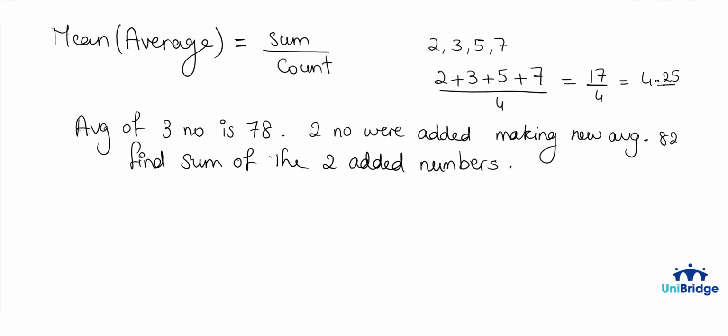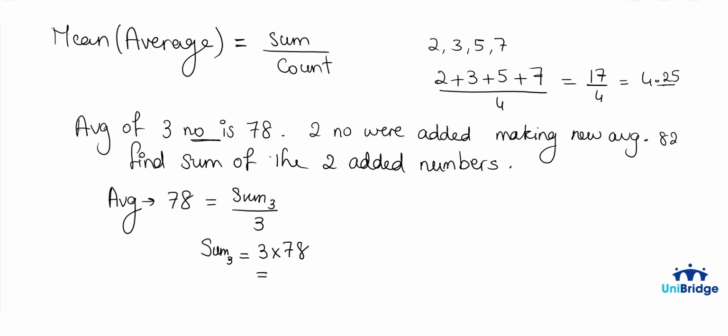So I had the average of 3 numbers to be 78, and this is the sum of the first 3 numbers divided by their count, which is 3. So you can get the sum of the 3 numbers that you initially had by multiplying 3 by 78, and this is going to be 234.